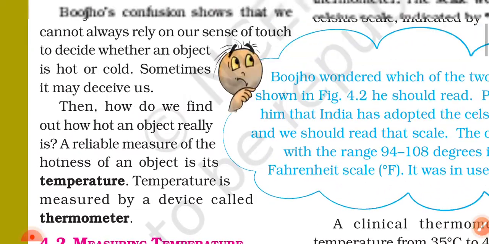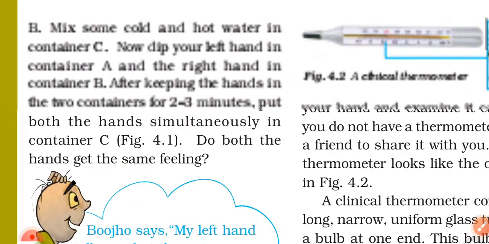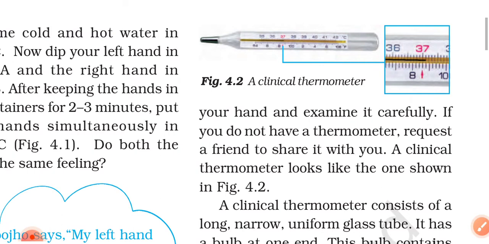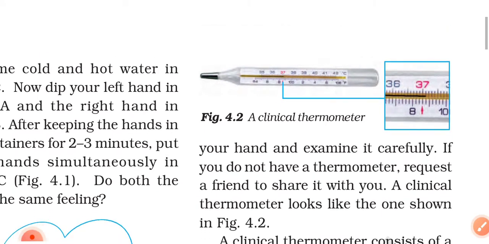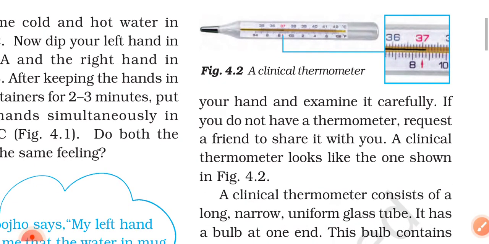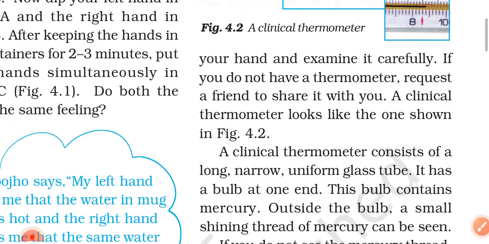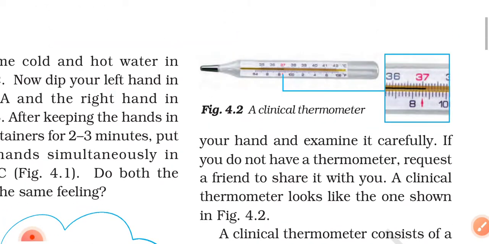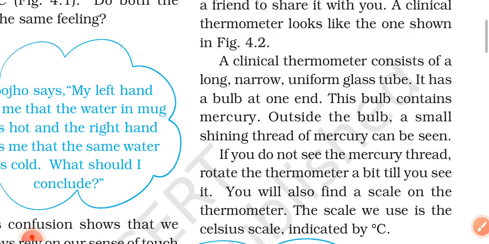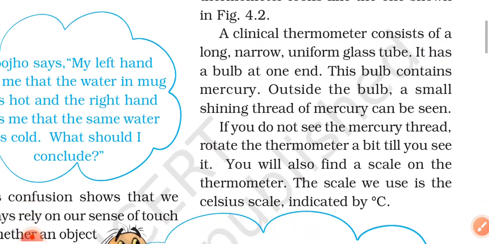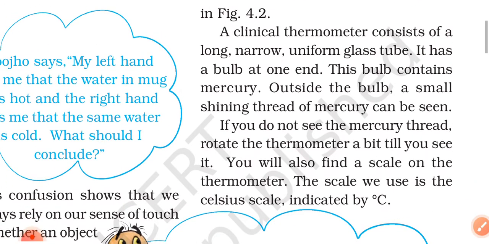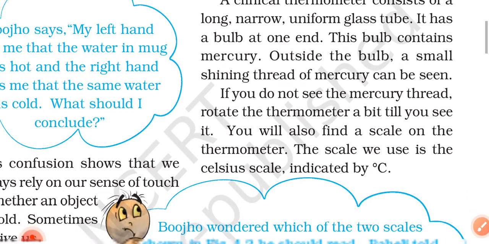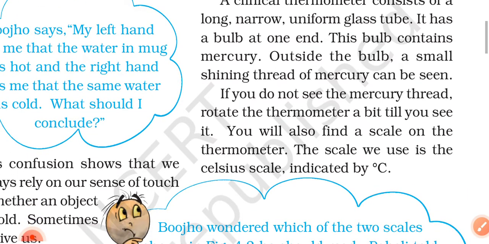Hold the thermometer in your hand and examine it carefully. If you do not have a thermometer, request a friend to share it with you. A clinical thermometer looks like the one shown in figure 4.2. A clinical thermometer consists of a long, narrow, uniform glass tube. It has a bulb at one end. This bulb contains mercury. Outside the bulb, a small shining thread of mercury can be seen.